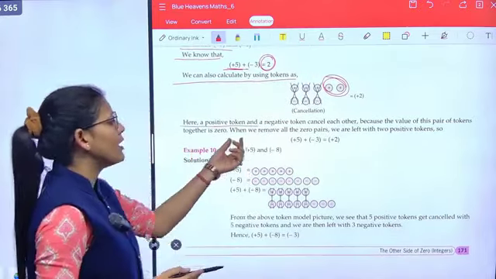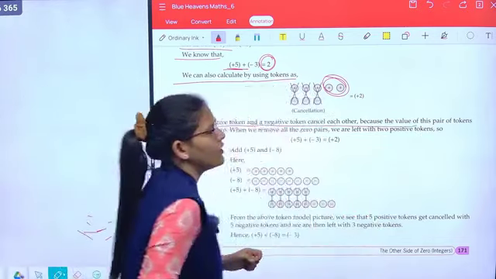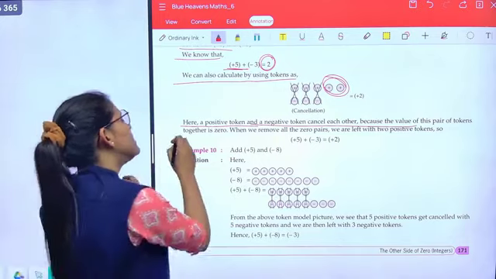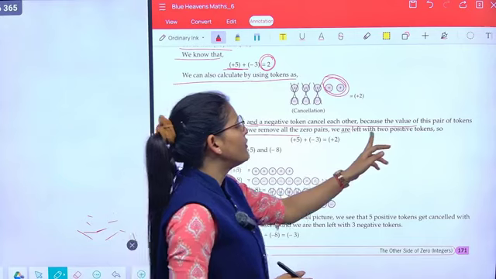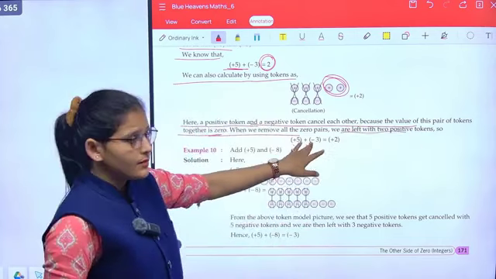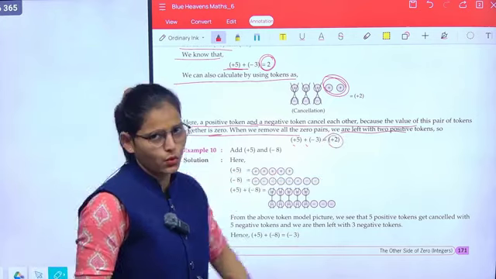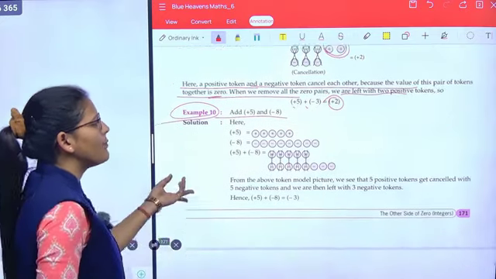Here a positive token and a negative token cancel each other because the value of this pair of tokens together is 0. When we remove all the 0 pairs, we are left with 2 positive tokens. So plus 5 plus minus 3 is equal to plus 2. Now come on, example number 10. Add plus 5 and minus 8.